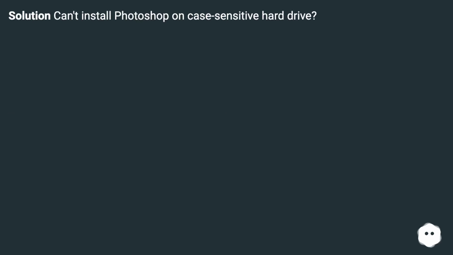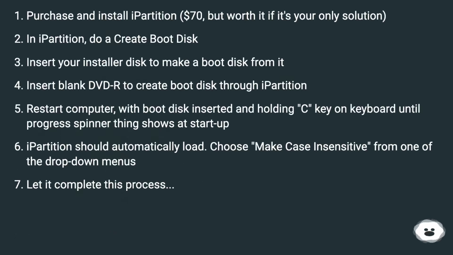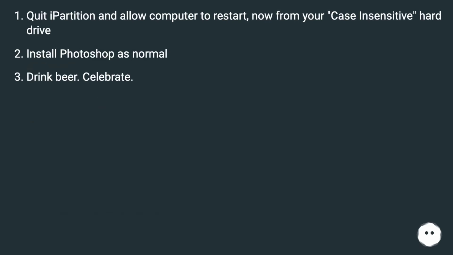Solution for can't install Photoshop on case-sensitive hard drive. Purchase and install iPartition. $70, but worth it if it's your only solution. In iPartition, do a create boot disk. Insert your installer disk to make a boot disk from it. Insert a blank DVD to create the boot disk through iPartition. Restart computer with the boot disk inserted, holding the C key on the keyboard until the progress spinner shows at startup. iPartition should automatically load. Choose Make Case Insensitive from one of the drop-down menus. Let it complete this process. Quit iPartition and allow the computer to restart. Now from your case-insensitive hard drive, install Photoshop as normal. Drink beer. Celebrate.